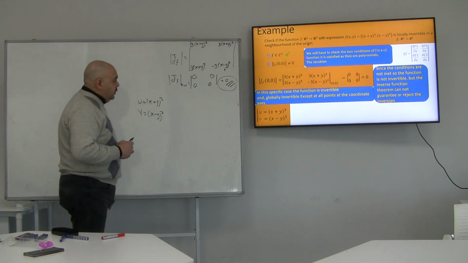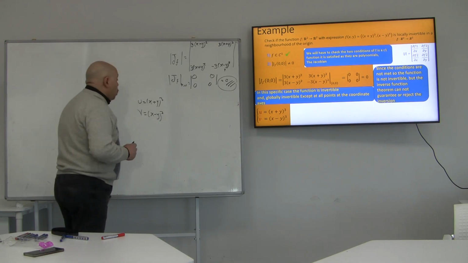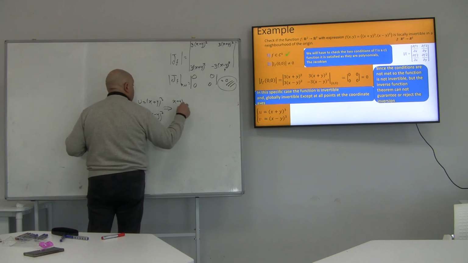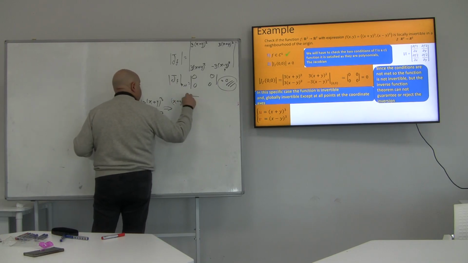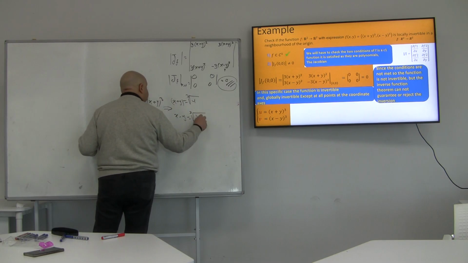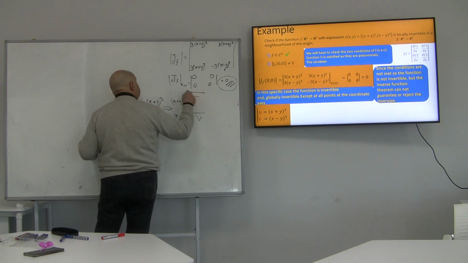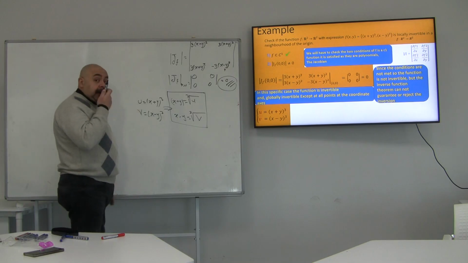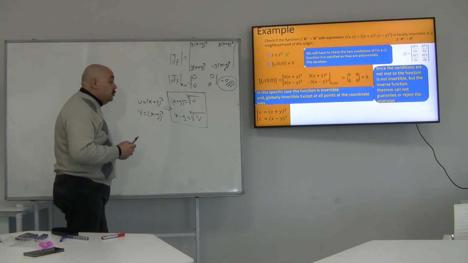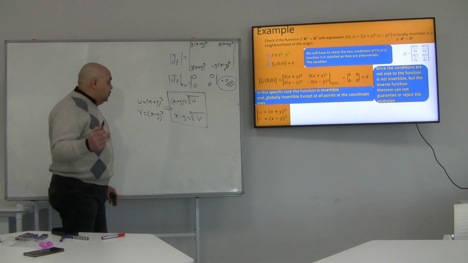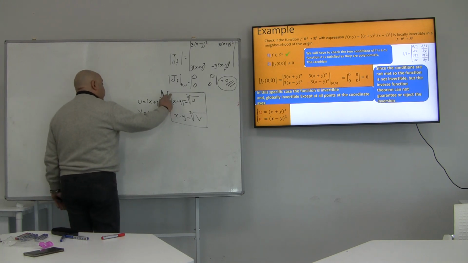I will make these two in this manner, which is going to lead to x plus y equal to the cubic root of u, and x minus y equal to the cubic root of v. Now I can solve this system of equations together in order to get the values of x and y as functions in u and v. Simply add these two together.